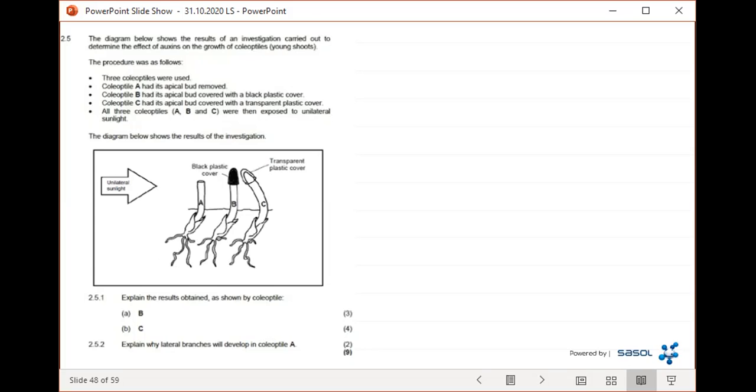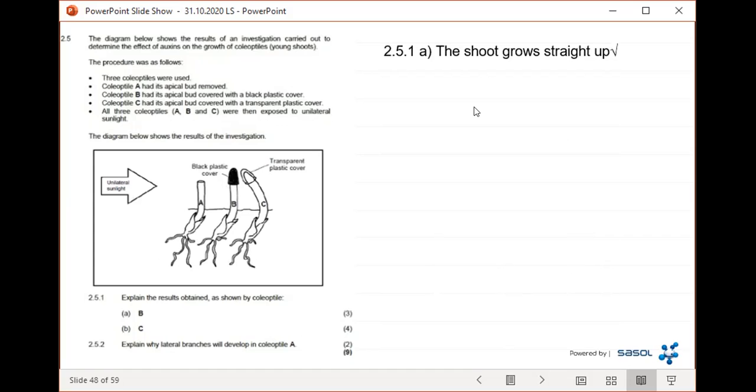Okay, go through the questions. Question 2.5.1, explain the results obtained as shown by Cleopetal B and Cleopetal C. And in question 2.5.2, explain why lateral branches will develop in Cleopetal A. So let's start with question 2.5.1a, where we need to explain the results of Cleopetal B. Because in Cleopetal B, we see that it is just up straight. There is no bending towards the unilateral light, and our mark allocation there is 3 marks. So we need to mention 3 points.